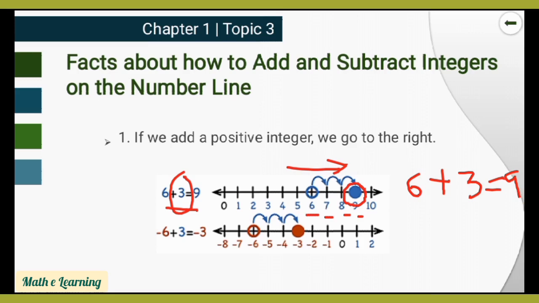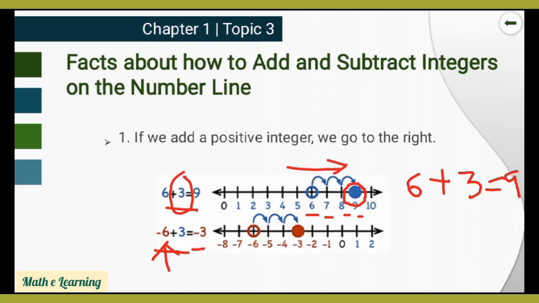We can directly do the addition: 6 plus 3 is equal to 9. But how to do addition on this number line? For that, you have to move to the right side. The next example is minus 6 plus 3. We know that minus plus plus, so here we actually have to do subtraction. 6 minus 3 is equal to 3, and we take the sign of the greater number, which is negative here. So our answer is minus 3.